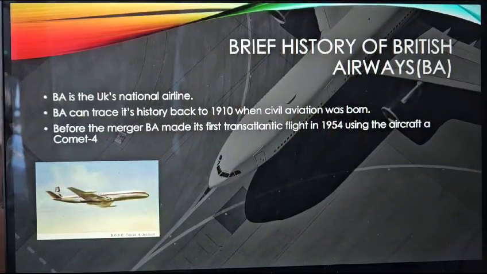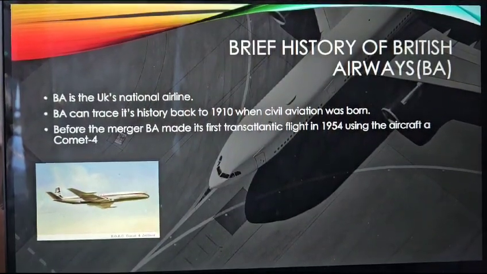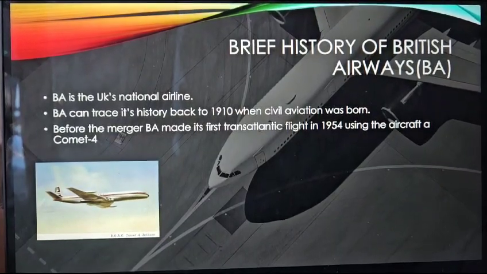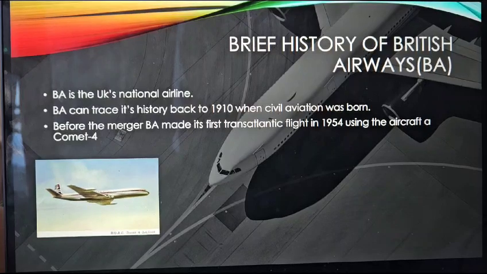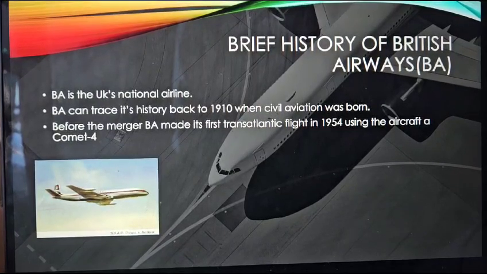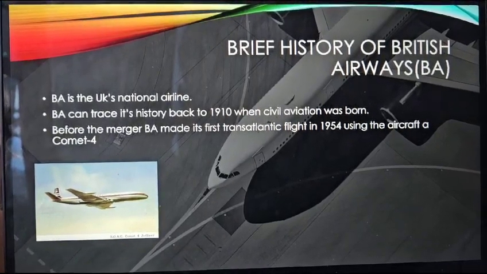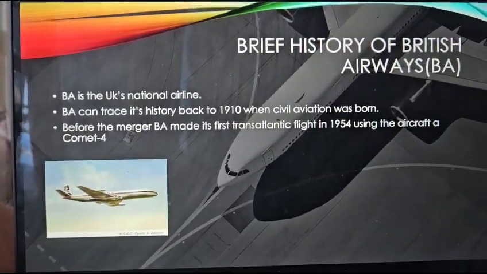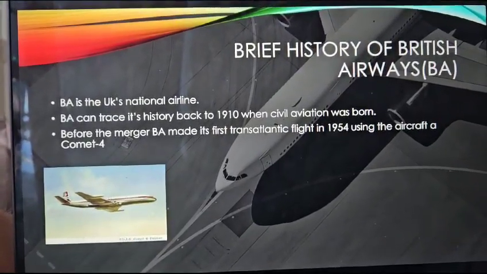Brief history of British Airways. British Airways is the UK's national airline. It can trace its history back to 1910 when civil aviation was born. Before the merger, British Airways made its first transatlantic flight in 1954 using the aircraft Comet 4. In the bottom left-hand corner of the slide, you can see an image of a Comet 4.